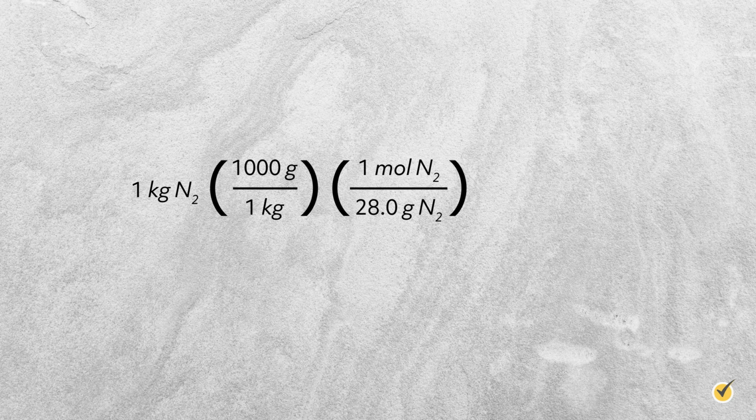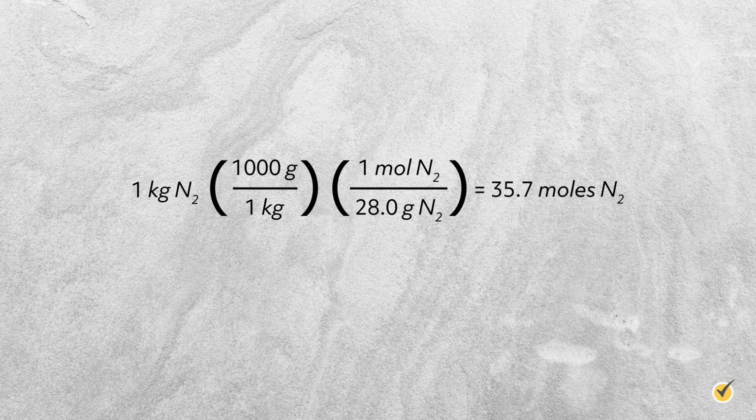Say we had 1 kilogram of nitrogen gas and wanted to know how many kilograms of ammonia we could make with that, assuming we have unlimited amounts of hydrogen. To calculate this, we first need to know how many moles of nitrogen gas are in 1 kilogram. For that conversion, we use the molar mass of nitrogen gas, which is 28.0 grams per mole. So 1 kilogram of nitrogen times 1,000 grams per 1 kilogram times 1 mole of nitrogen per 28 grams of nitrogen equals 35.7 moles of nitrogen.